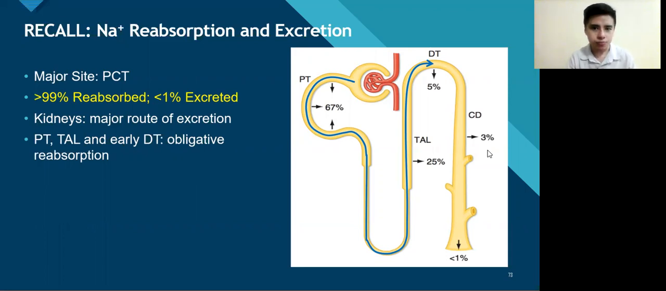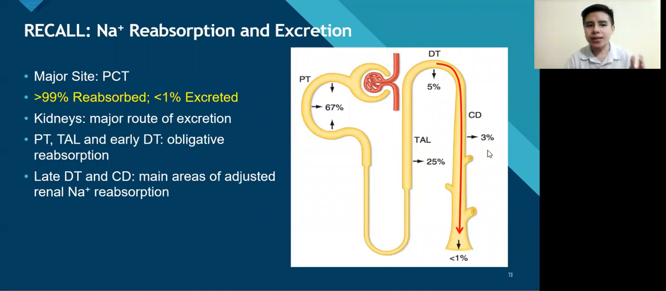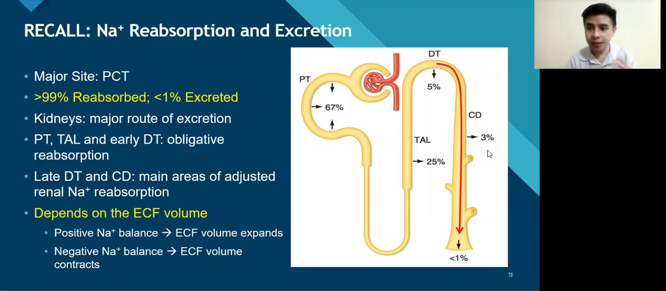But if you compare it with the late distal tubule and the rest of the collecting duct, this is the area where we will adjust our reabsorption of sodium. If we need sodium so that we can increase our blood volume, then these two areas will enhance sodium reabsorption. But if we don't want to reabsorb sodium, there will be lower reabsorption in these two areas. So it depends on the ECF volume. Positive sodium balance will lead to volume expansion. Negative sodium balance will lead to volume contraction.